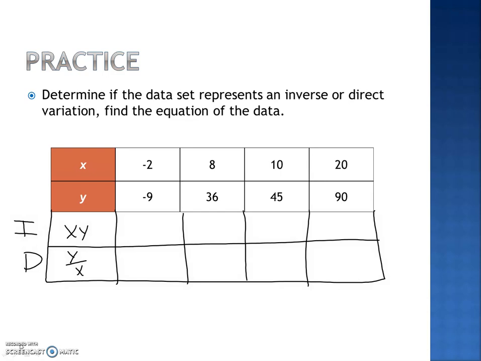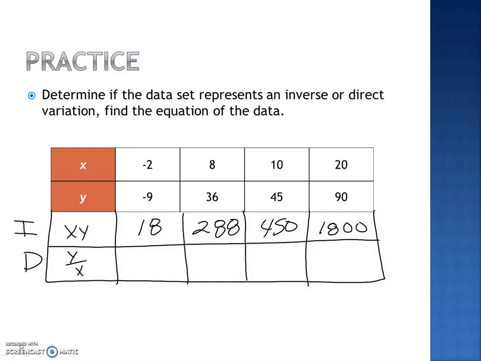So first one, -9 times -2. That is going to give me a positive 18. So my inverse variation, I'm multiplying x times y, positive 18. 36 times 8. I don't feel like that is going to equal 18. It equals 288. 45 times 10, 450. 20 times 90, 1800. So is this an inverse variation problem? No, that is not an inverse variation problem.